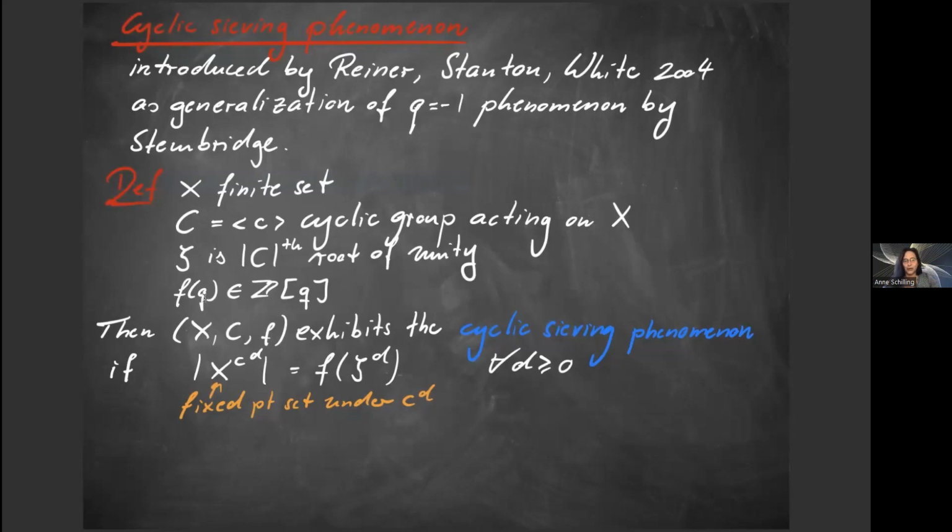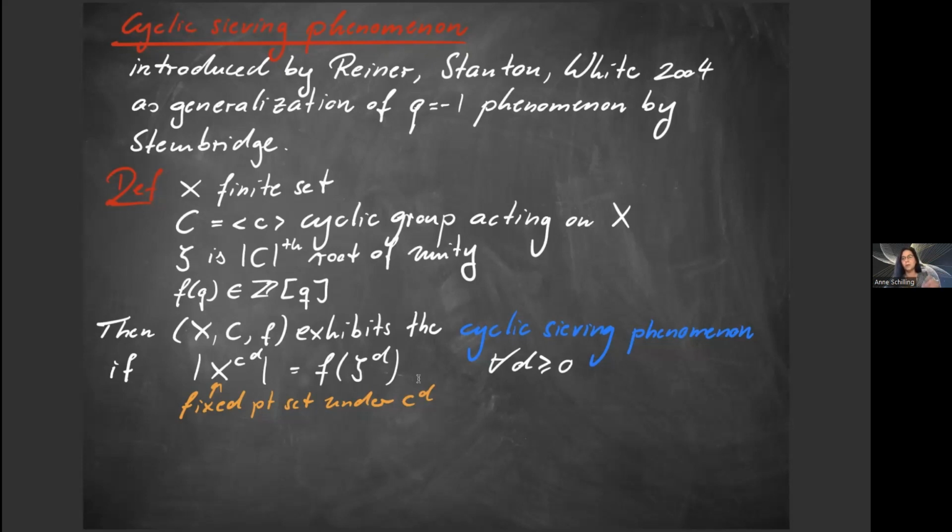Here I'm using a polynomial in the variable Q. And then you say that this triple of the set, the cyclic action, and the polynomial, exhibits a cyclic sieving phenomenon if the number of fixed points under this cyclic action is equal to the polynomial evaluated at roots of unity.